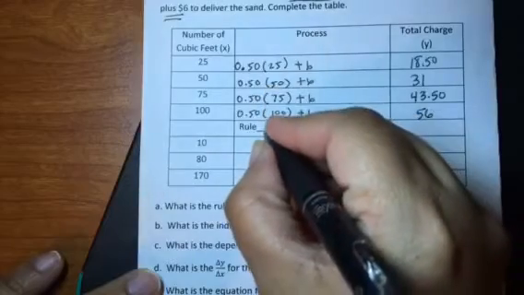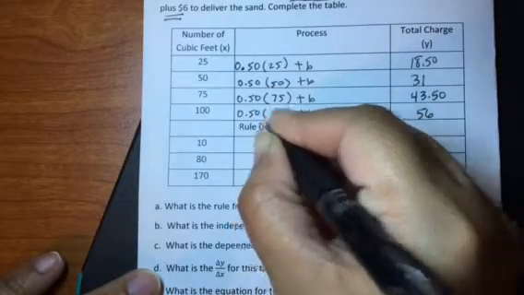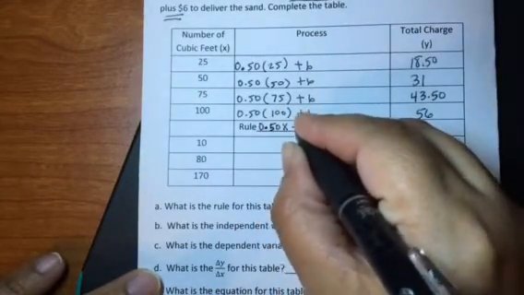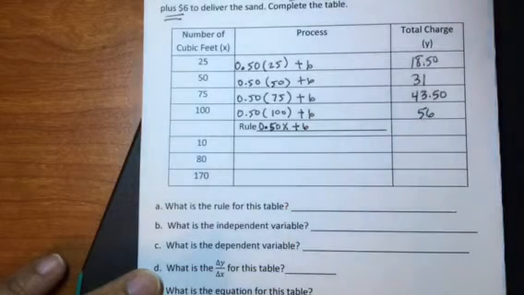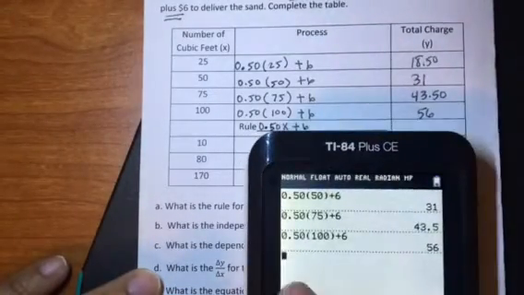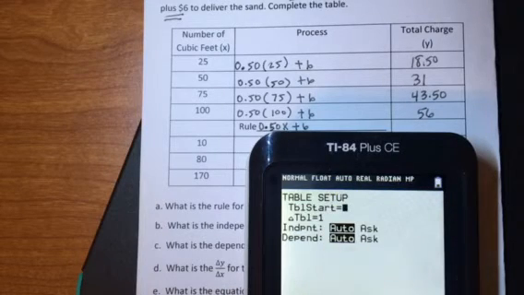Our rule would be 0.50. You can have a 0 in front of that, or you don't have to. x plus 6. So now we're going to let the calculator really do the calculations for us in y equals. So we're going to go to y equals, and we're going to type in 0.50x plus 6.